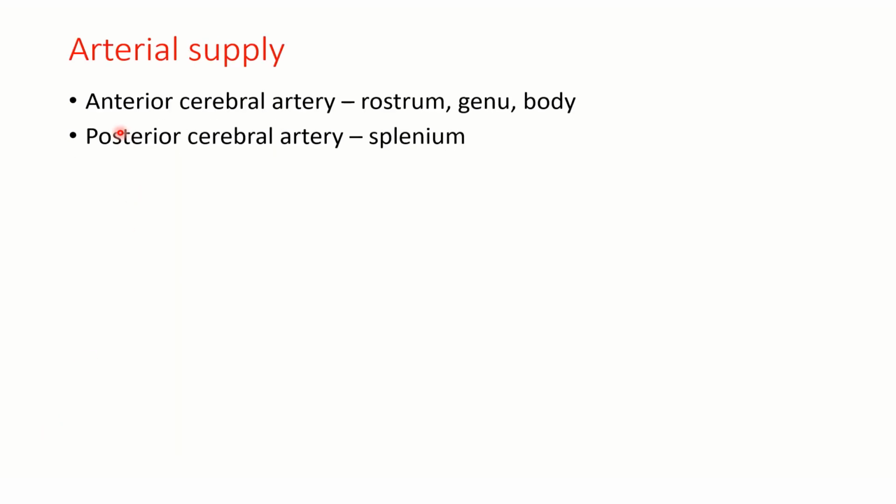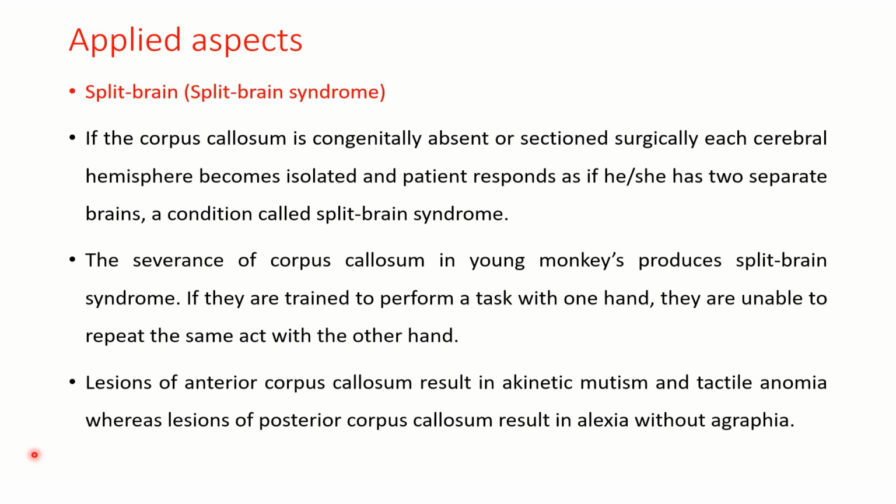Blood supply is mainly by the anterior cerebral artery, which supplies the rostrum, genu and body, and the posterior cerebral artery supplies the splenium. Sometimes the anterior communicating artery also gives some branches.